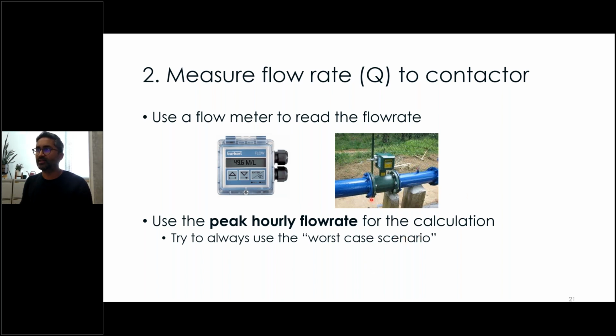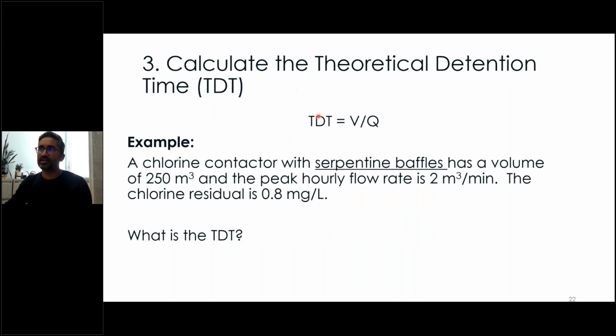Okay, so you're going to use that. Together, the V and the Q, which is the flow rate, those are going to be used to give you your theoretical detention time. Okay, so you get that from taking the volume and dividing by the flow rate.